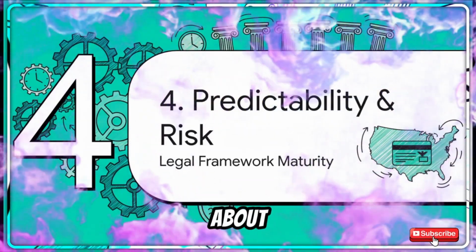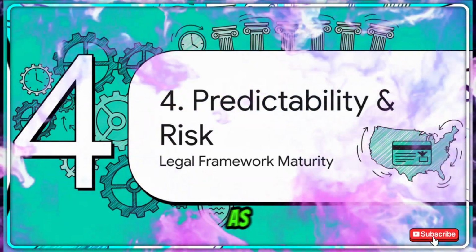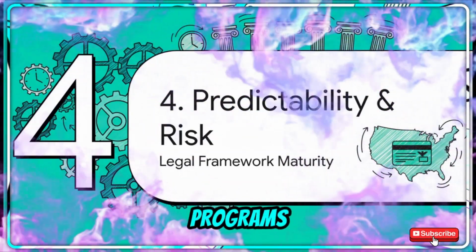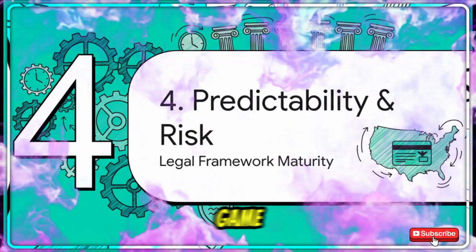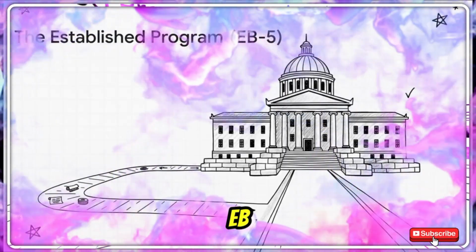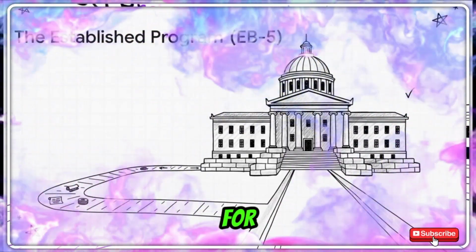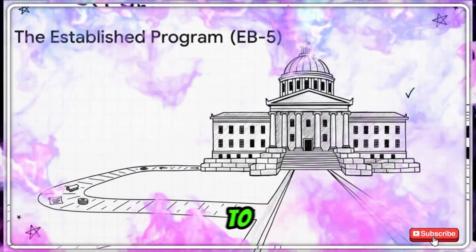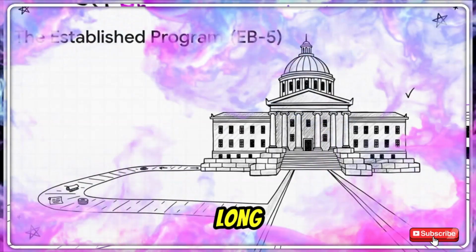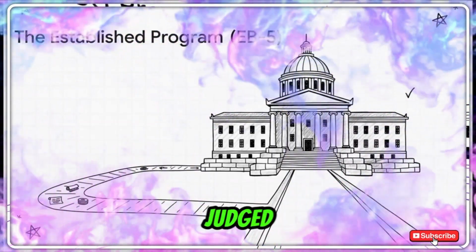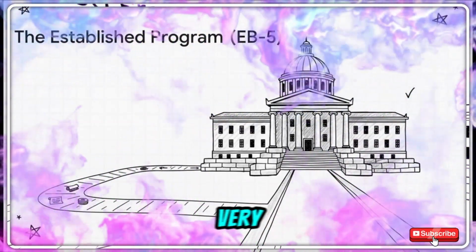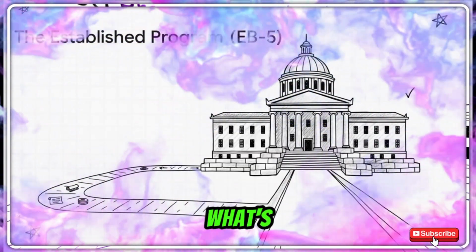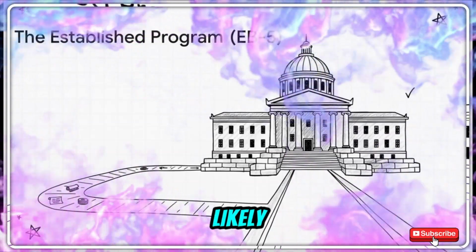All right, let's shift gears a bit. We've talked a lot about money, but let's move on to something just as crucial, risk and predictability. How mature are these programs? How stable are the rules of the game you're about to play? The EB-5 program has been around for decades. And what that means is you have a deep well of precedent to draw from. There's a long history of how these applications are judged. The legal framework is very well established, which gives applicants a pretty high degree of clarity on what's expected and how things are likely to go.